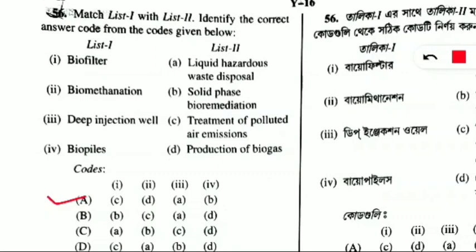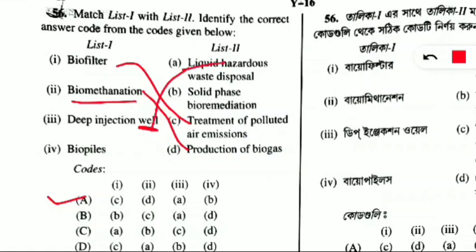Biofilter. A filter will mostly be treating some air pollutant. Water also can be there, but here we will match with treatment of polluted air emission. Number 2 is biomethanation, the production of biogas, so it will match with D. Deep injection well. Well means something liquid will be there. Where is liquid mentioned? It is mentioned in this option only. So deep injection well will match with 1.